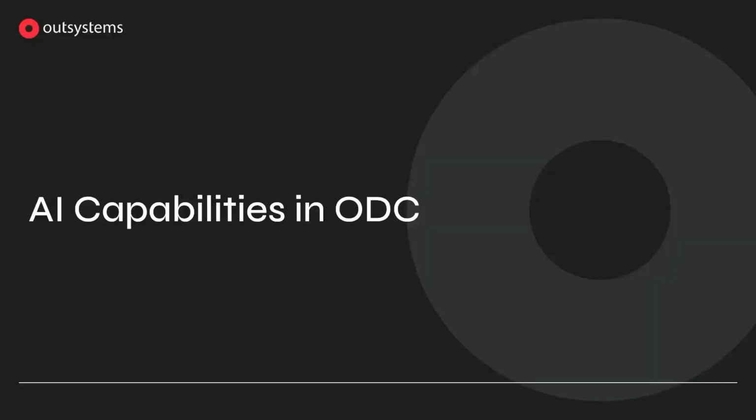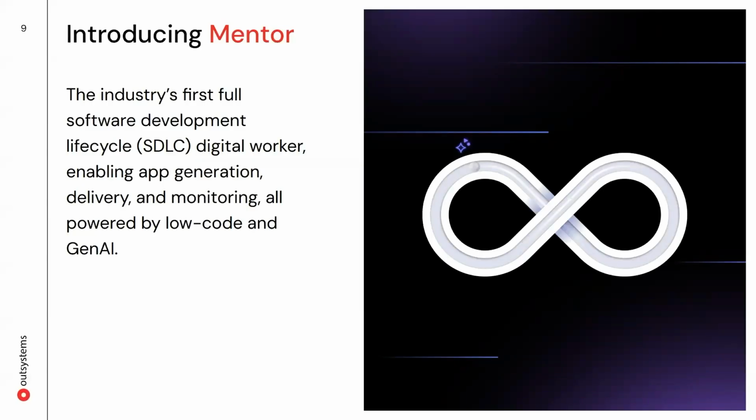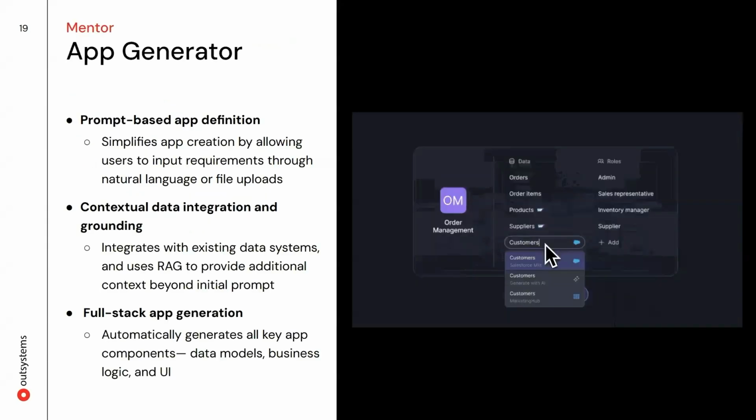Now that we've reviewed the OutSystems Developer Cloud infrastructure in detail, let's take a look at how one of our key initiatives for delivering AI-assisted value to customers is going to change the way software is built. Introducing OutSystems Mentor. Mentor is the industry's first full SDLC digital worker that enables you to create and edit apps rapidly by using natural language, including by ingesting requirements documents.